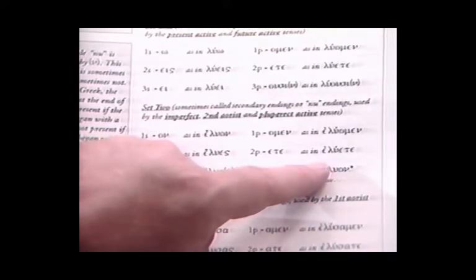Look at the first plural ending, omen. Notice that it's just like the first plural ending in the set of endings right above it. The example, eluomen. The second plural ending, ete. And this ending is just like the set 1 ending for the second plural. And we have our example verb, eluete.